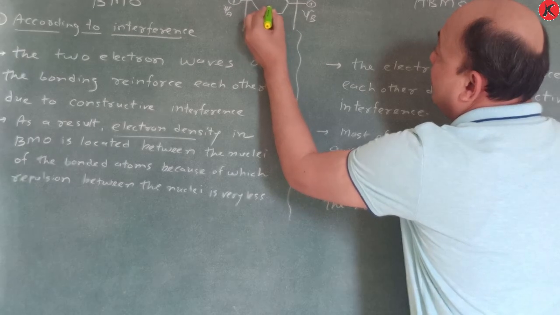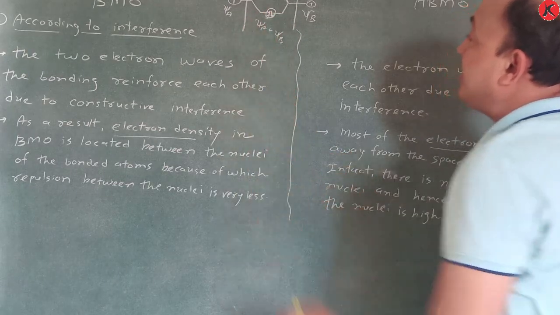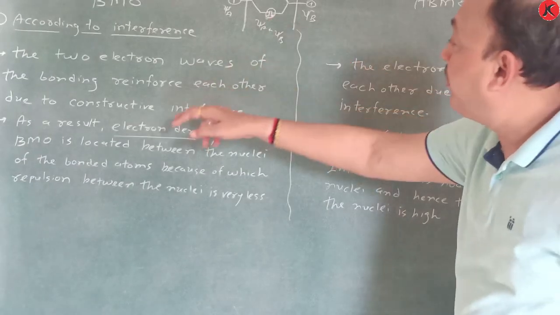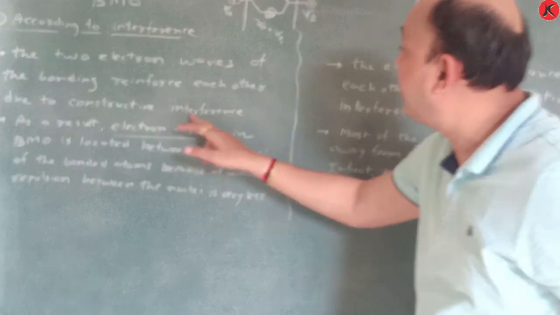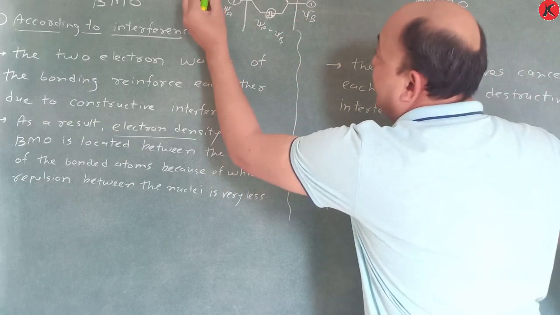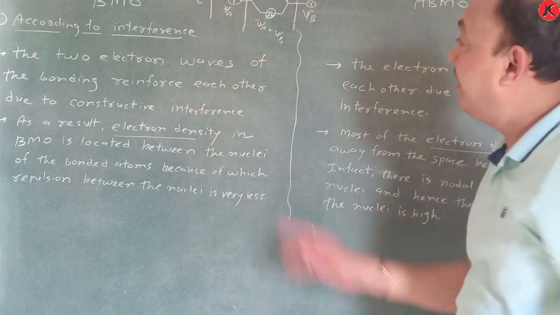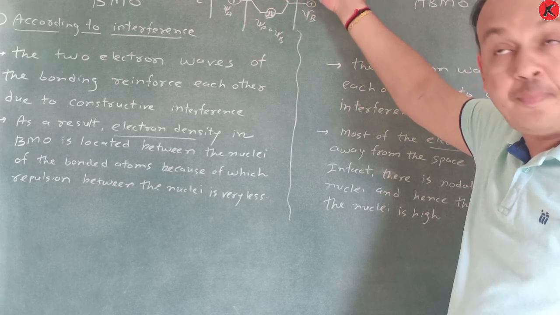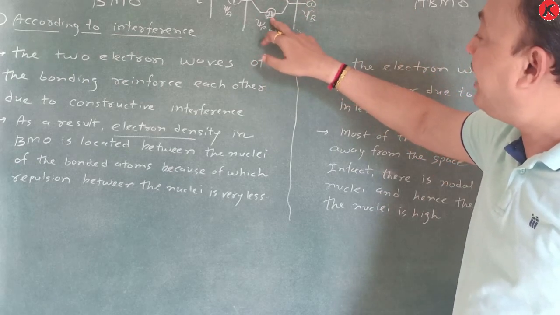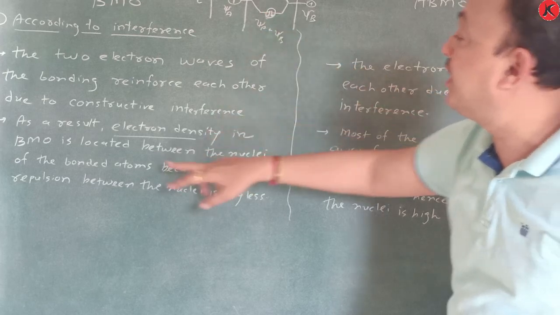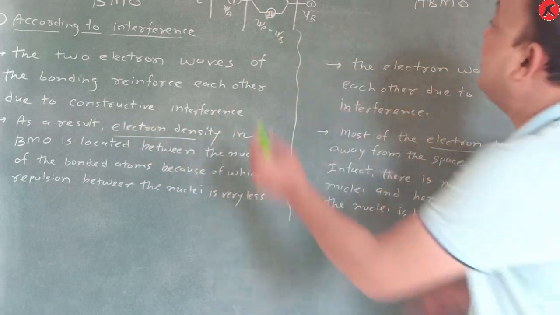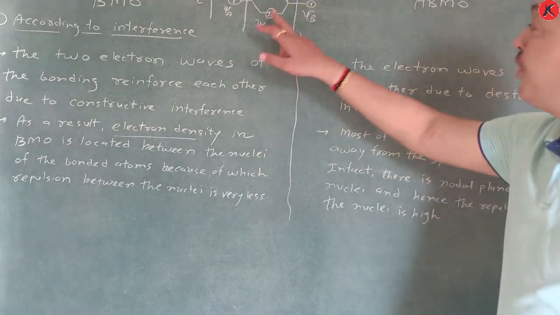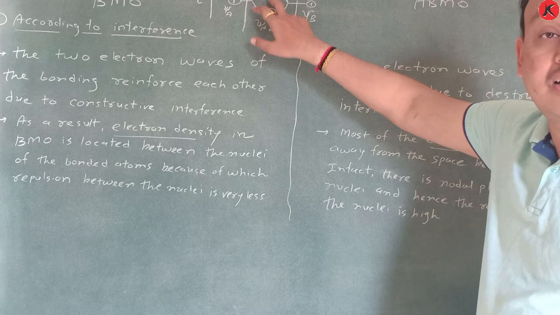So due to attraction, we obtain the BMO, the bonding molecular orbital. The waves reinforce each other due to constructive interference, and energy increases in this direction. Upward, energy is increased. Downward is lower energy, and upward is higher energy. Here pairing occurs, and the waves reinforce each other due to constructive interference. But here we consider one electron and one electron, so the two electrons are used up and there is no other electron left.